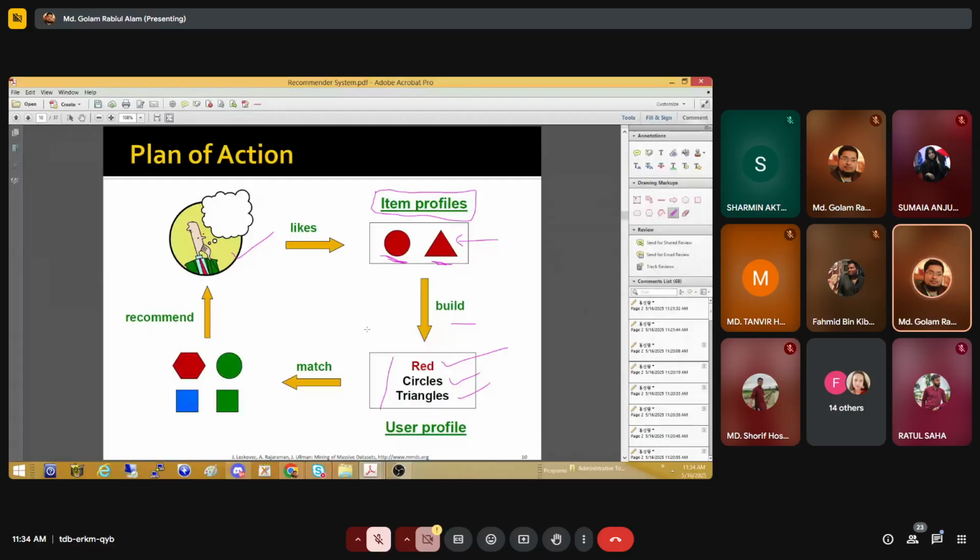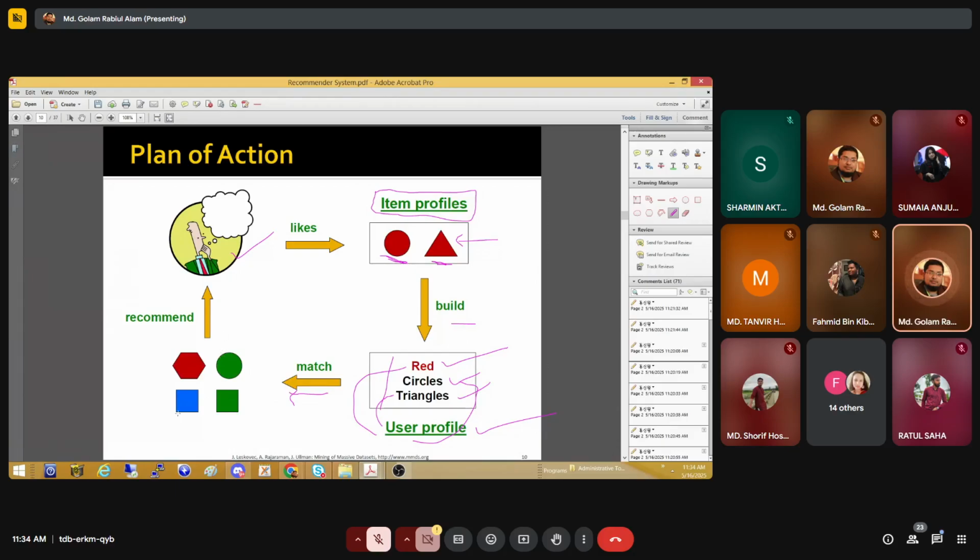Then we have to find out also the user profile. That is, the user likes the red color, the user likes the circle, and the user likes the triangles. So those are the user profile. Then match between those.